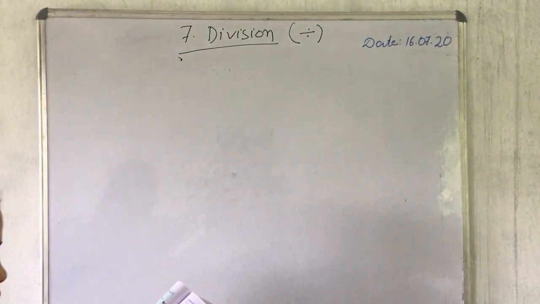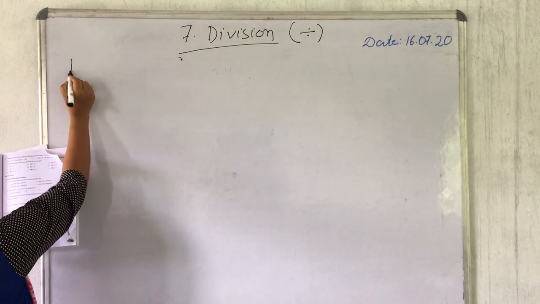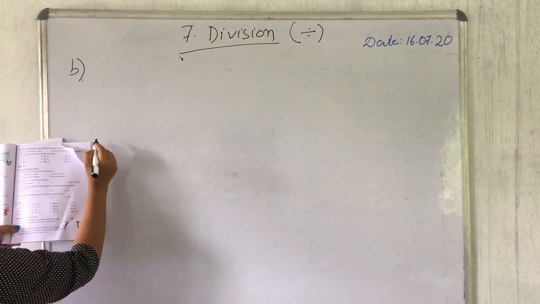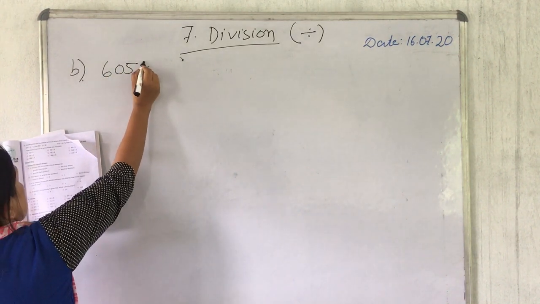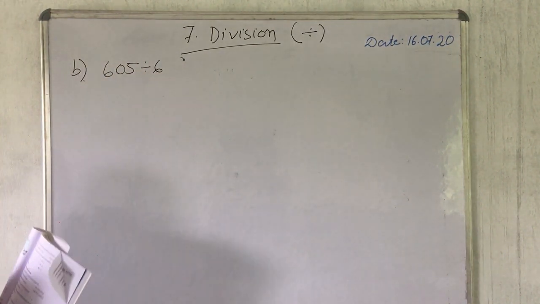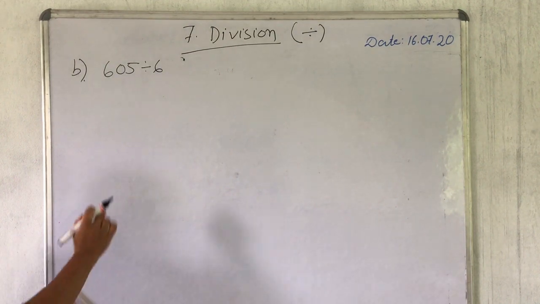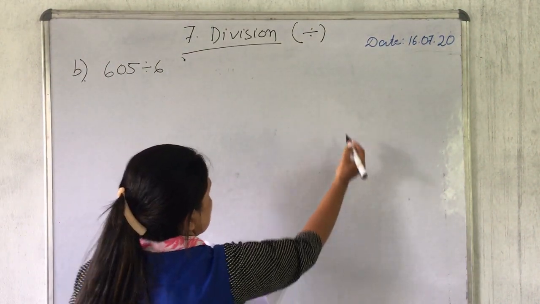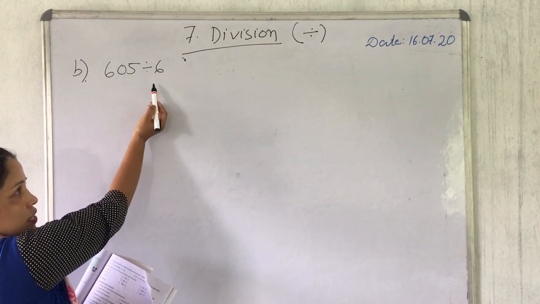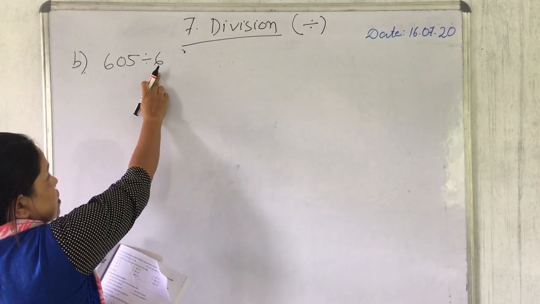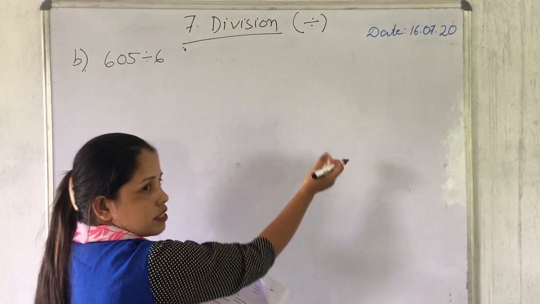Now next, number B, I will show you how to do. Next one is 605 divided by 6. Again, look at it carefully. Okay. Now again you have to write the table at the right hand side of your copy. Which table do you have to write? The 6 table, isn't it? Now here 6 is the divisor, so you have to write the 6 table.